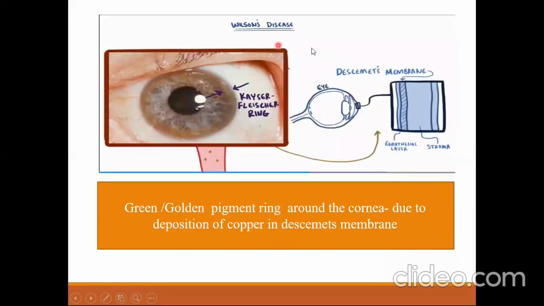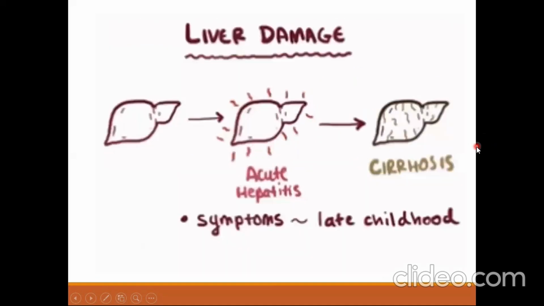In the eye, there is a deposition of the copper, that is, it produces a golden green pigment ring around the cornea due to the deposition of the copper in the Descemet's membrane. So the copper gets deposited in the Descemet's membrane of the cornea to produce a green or golden color pigment ring called Kayser-Fleischer ring, otherwise known as, we would say, KF ring. So the KF ring is the deposition of the copper in the Descemet's membrane of the cornea.